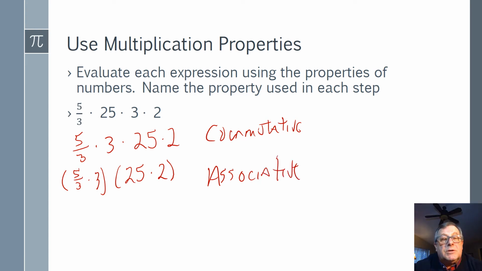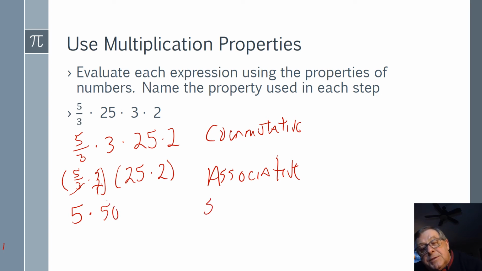All right, let's do a little substitution. Now, why did I group the 5 thirds with the 3, which is the same as 3 over 1? Well, that would be because I could cancel these 3's pretty easily. And now that's just going to equal 5. And 25 times 2, I grouped those together because that's pretty easy to figure in my head. 2 times 25 is 50. This is the substitution property.